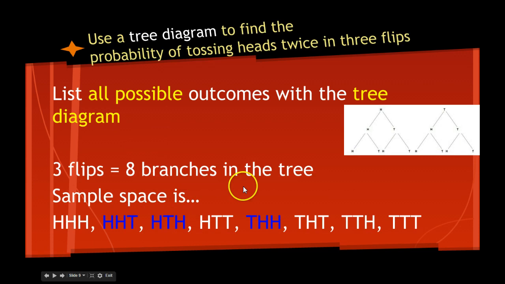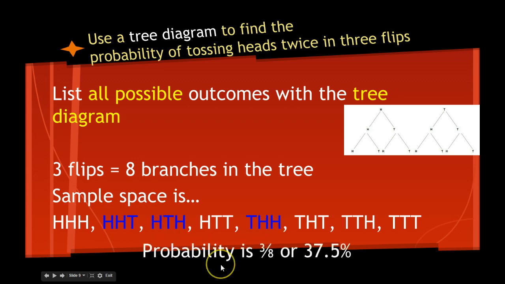Now, what we care about in this case are the branches. We've got a branch going from head to head to head, we've got a branch going from head to head to tail, and so on. We list all of those possible outcomes, and we end up with a sample space with 8 different branches in the tree. And they are listed here. The events where heads were tossed twice are highlighted in blue, which means that the probability of tossing heads twice in 3 flips is 3 in 8, or 37.5%.